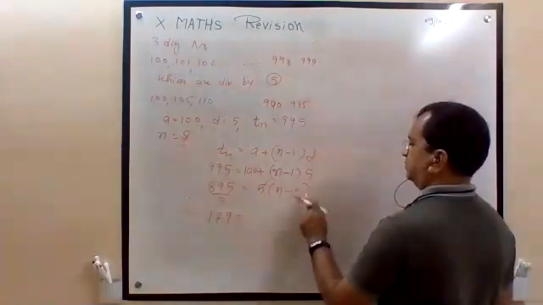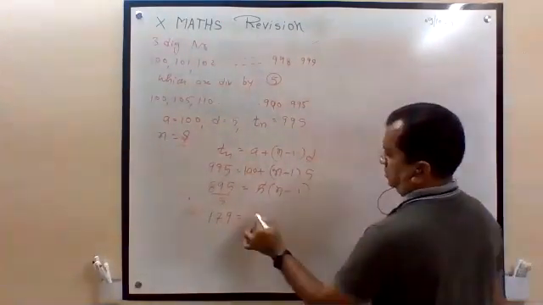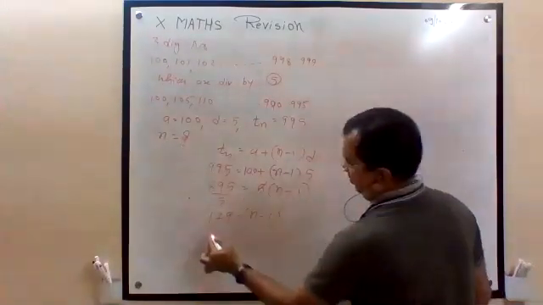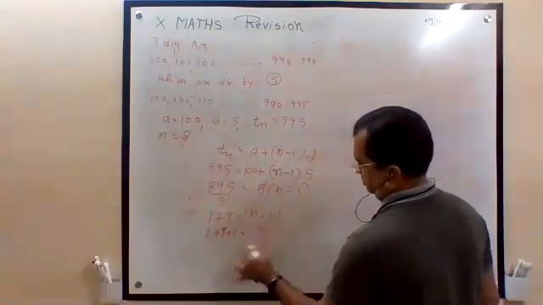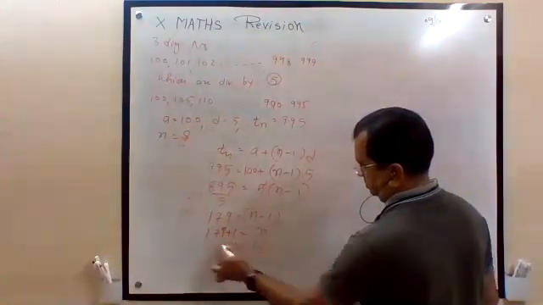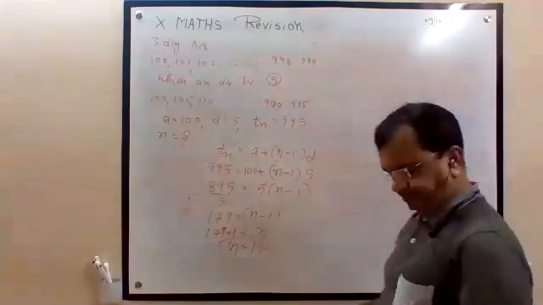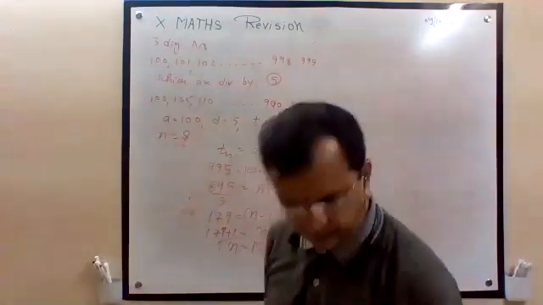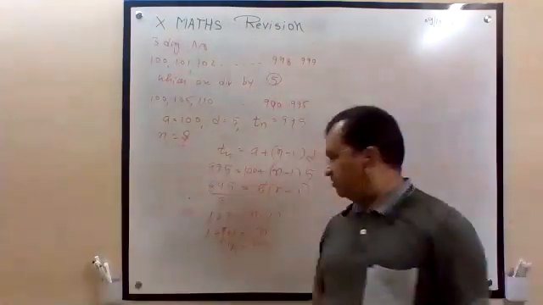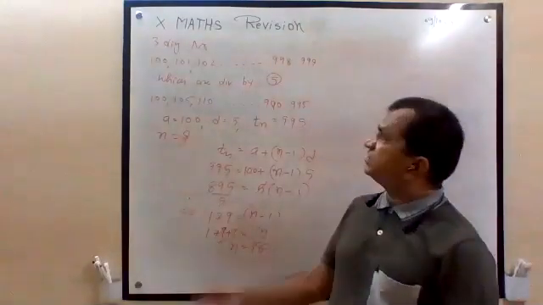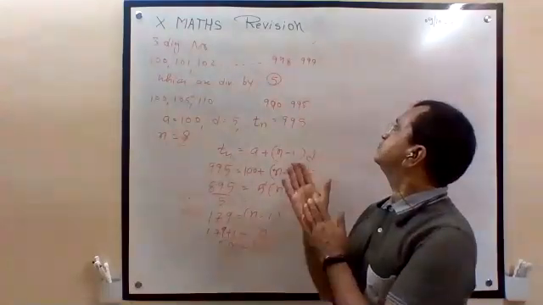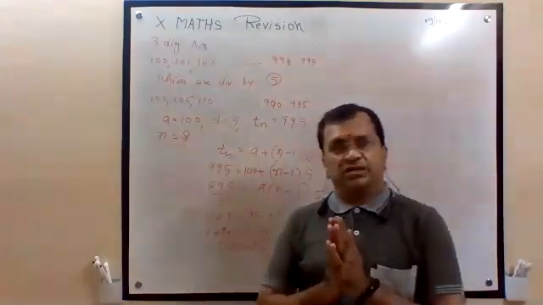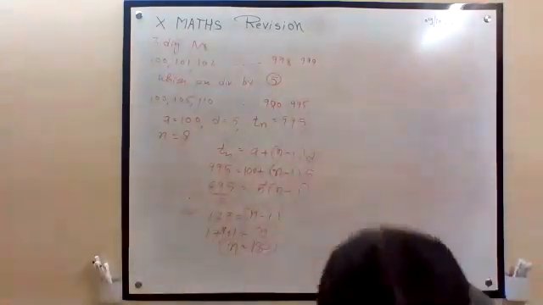Correct. This is 179, so n minus 1 is 179 and n is 180. There are 180 numbers which are divisible by 5. Next.